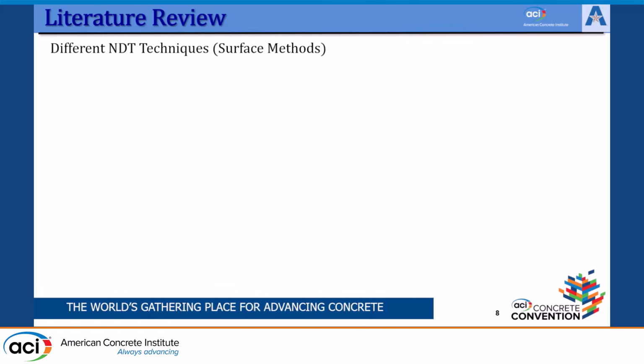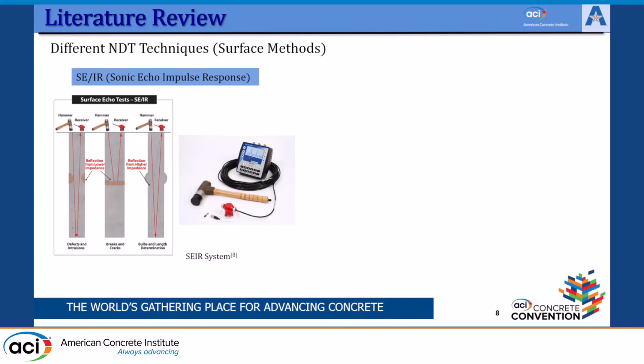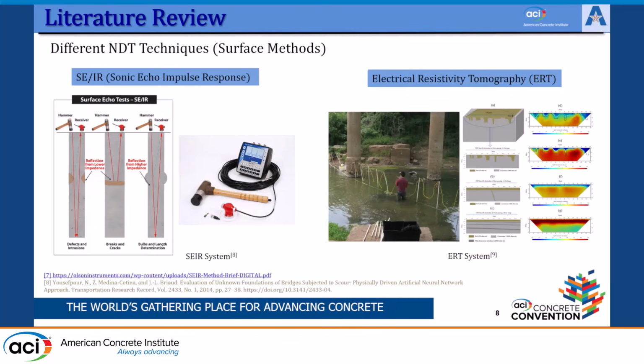There are two types of NDT that we are seeing right now. The first one is the surface methods. The first of these is sonic echo impulse response, which we are using for our project. It is based on acoustic waves and calculates the depth from the acoustic wave, just like sonar. Another is electrical resistivity imaging or tomography, which calculates the depth from the potential difference between two electrodes placed on the structure.